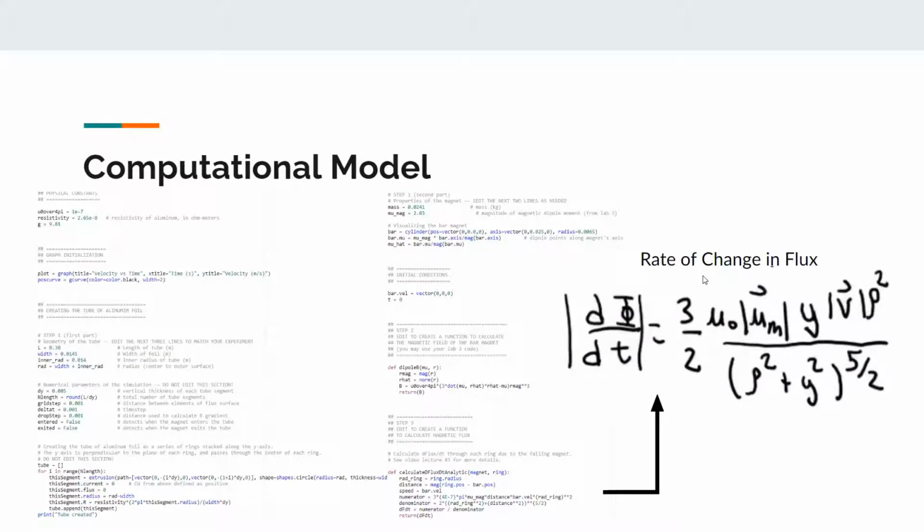For our computational model, we wanted to represent the bar magnet falling through an aluminum tube. So we first start with the constants that were given, and then we put in our specific values for length, width, and also the inner radius. And then using the mass and also the magnitude of the magnetic dipole moment that we were given from Lab 3, we can then use this to list out an equation to find the actual magnetic field of a bar magnet. And then also using the lecture 43 details, we can also map out the rate of change in flux for this specific equation.